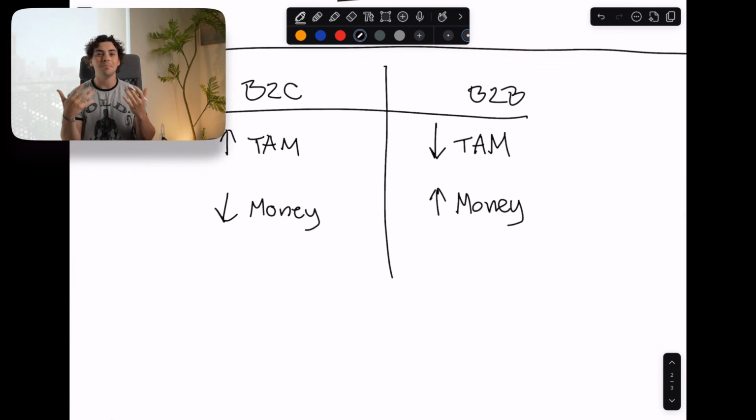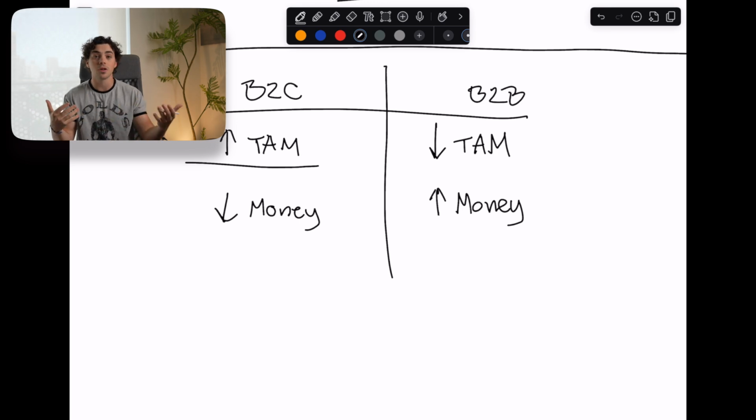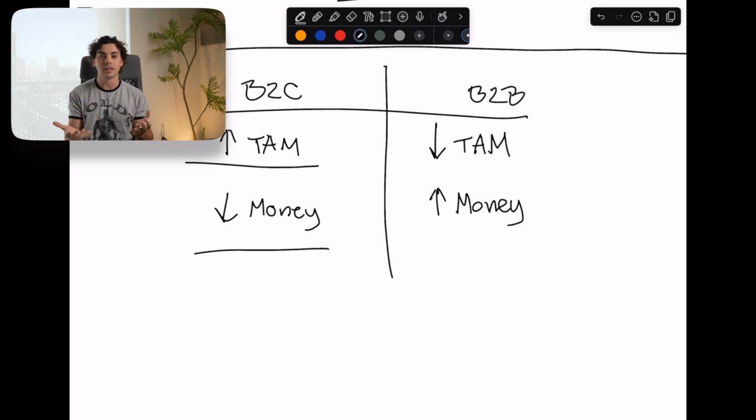If you have a B2C offer, and let's say that you teach people how to start a copywriting business, let's say. You have a B2C offer, you're targeting people that are in college trying to make money online. The actual TAM, the total addressable market here, is massive. There are millions and millions of people that you could target and help them start a copywriting business. So the TAM is very wide, but the amount of money and access to capital that they have is not as big as a B2B offer.